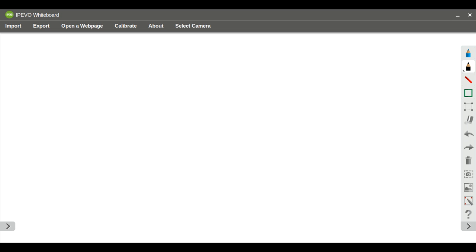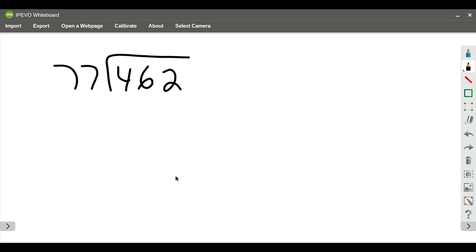So the next one that I'm going to do is 77, and I'm going to divide that into 462. So I'm going to do the same thing. I look at 77, can't go into 4. 77 can't go into 46. 77 is going to go into 462. So it's in the ones place. So it's a value less than 10 that I'm going to multiply 77 by.